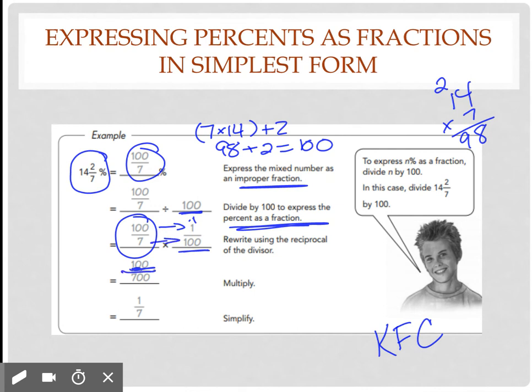So now I'm going to simplify. In this case, I can simplify it quite quickly because I'm just canceling out zeros, and I would get 1/7 as my answer.